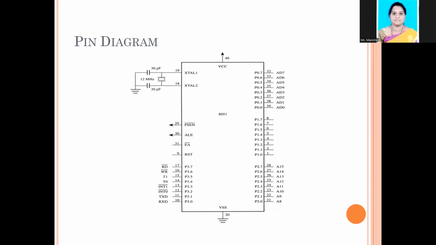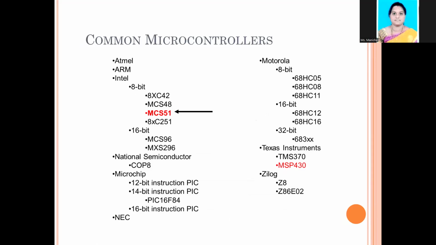Then the remaining registers: in total this has 40 pins. So you will have pin numbers 9, 31, 29, 30, so PSEN, ALE, and other remaining pins for 20, power supply, and next is for ground. According to this pin diagram it will be working.